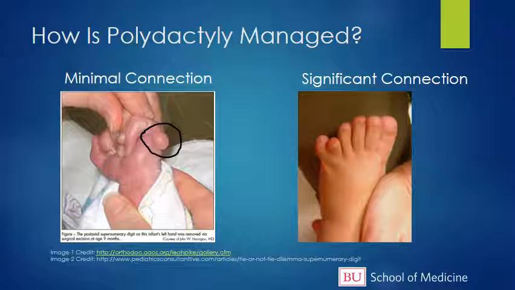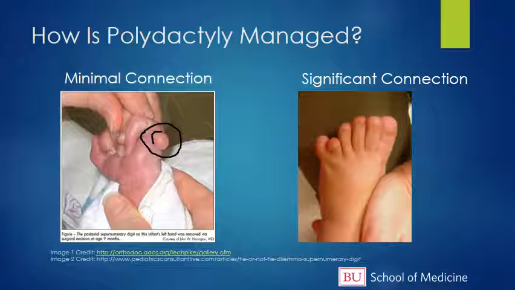Suture ligation involves tightly knotting suture around the base of the extra digit, which restricts blood flow. This leads to necrosis, and the digit falls off on its own within about a week. However, complications have been found to be associated with this method, and the current first-line treatment for a minimally attached extra digit is removal with a scalpel.